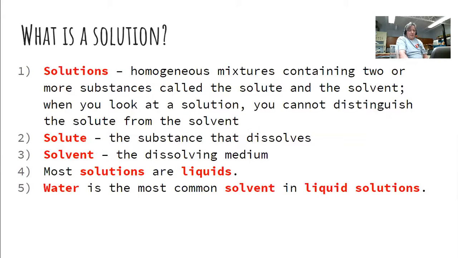The part that becomes dissolved, the sugar in this case, is called the solute. You may not have heard of that term before, but a solute is anything that dissolves inside another substance. So the solute is the substance that dissolves. The solvent is the substance that does the dissolving, or the dissolving medium. In our case, a lot of times we use water as the solvent. So water does the dissolving for the solution.